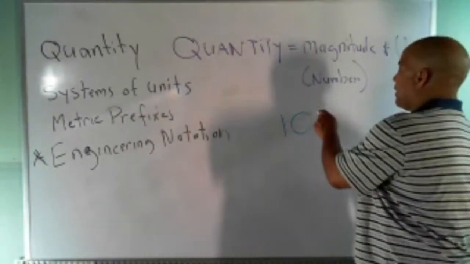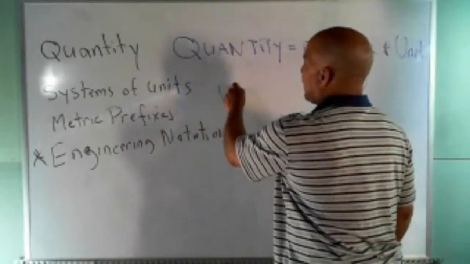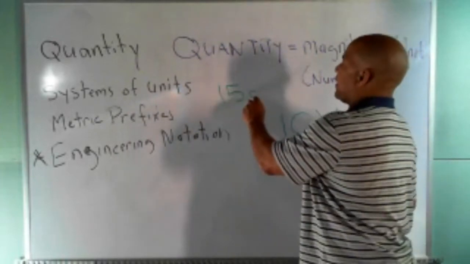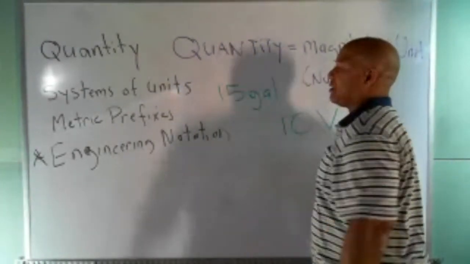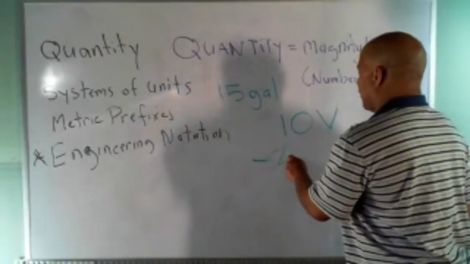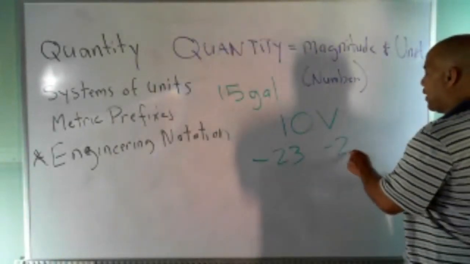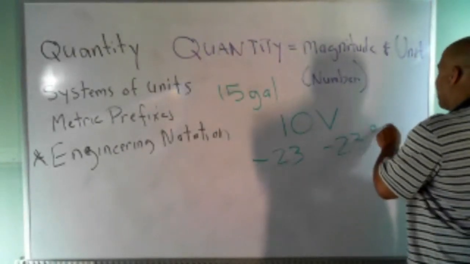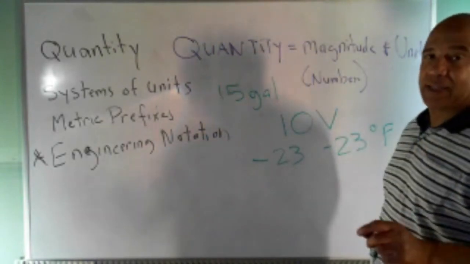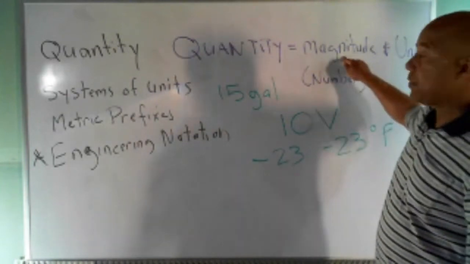If I say I have 10 volts, that's a quantity. The number 15 is just a number, it's not a quantity. If I say I have 15 gallons, now that's a quantity. The number negative 23 is just a negative number. If I have negative 23 degrees Fahrenheit, that's a quantity. So to express a physical quantity, you need two things. You got to have a magnitude or number, and you got to have a unit.